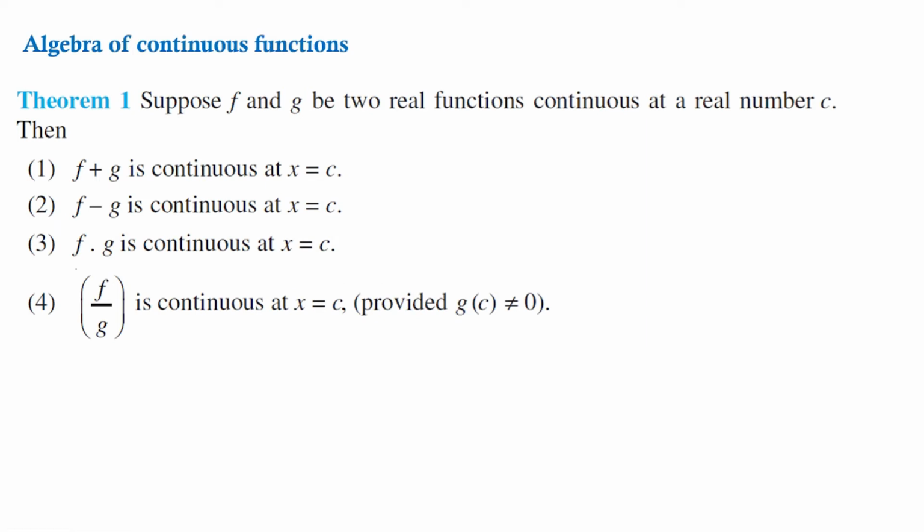Now moving on to algebra of continuous functions. Suppose f and g are two real continuous functions at a real number c. Then f plus g is also continuous at x equal to c. F minus g is continuous at x equal to c. F into g is continuous at x equal to c. And f divided by g is continuous at x equal to c, provided g of c is not equal to 0. So these are some important points that we have to remember.